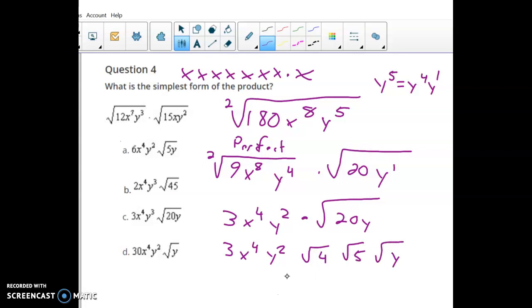All right, and that becomes 2, right? So basically we have 2 times 3, so we have 6, x to the 4th, y squared, and then our leftover part is 5 and y.